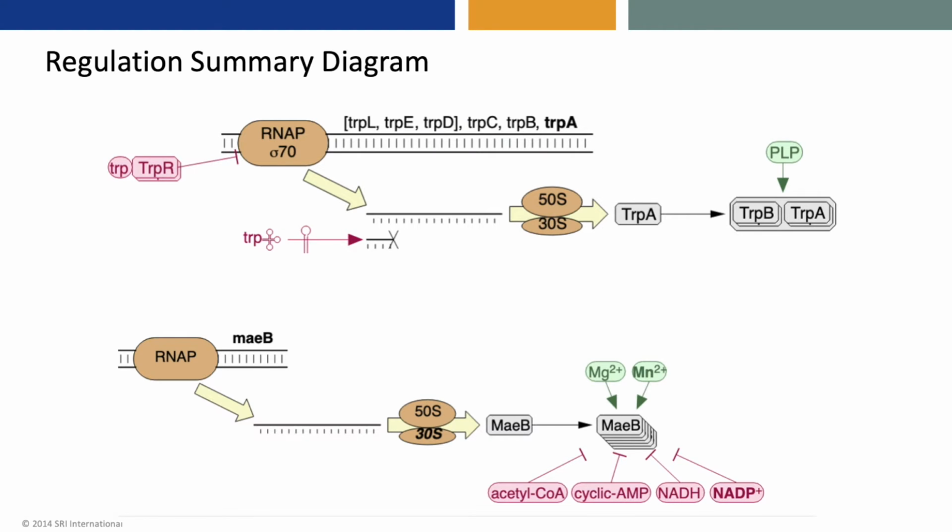We have a diagram called the regulation summary diagram that depicts all the regulatory influences on a gene and its product, from transcription to translation to post-translational regulation. For the trpA gene, we're seeing the TrpR transcription factor regulates its transcription, whereas attenuation occurs at the translational level. And finally, PLP activates the final enzyme. For MalB, there's no transcriptional or translational regulation, but there's a lot of post-translational regulation by these different metabolites.